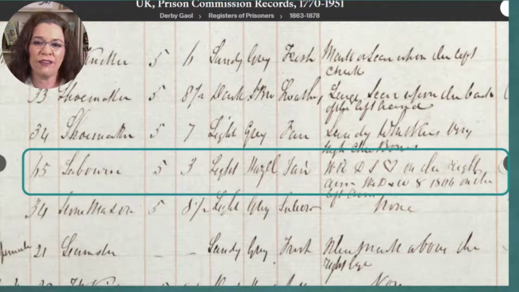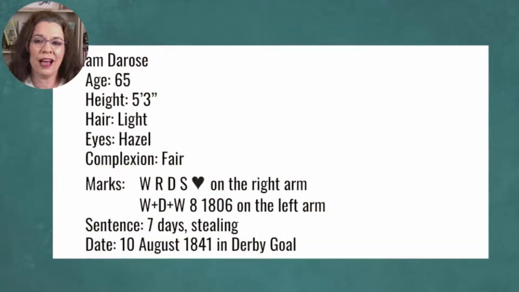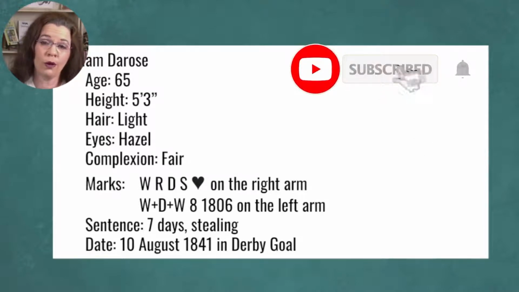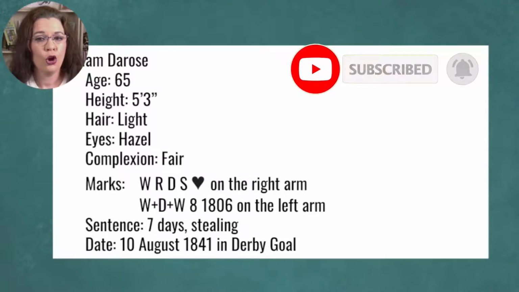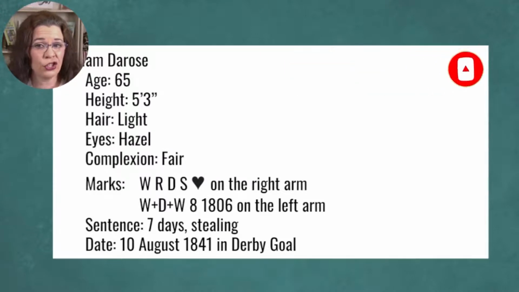Notice this identifying mark, a heart on the right arm, W plus D plus W 1806 on the left arm. After reviewing the entire document for this ancestor's description, it may look like this. You can then use these details to discuss the life of William. What happened in his life before or after his jail time? Was his story similar to that of Jean Valjean? Or was this incident the beginning of William's life of crime?